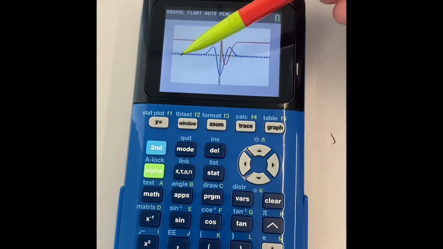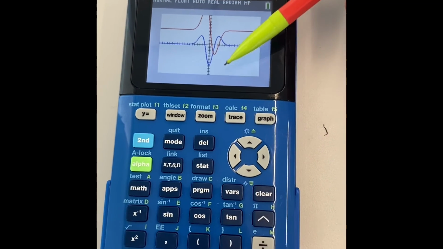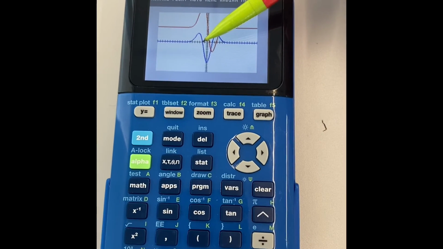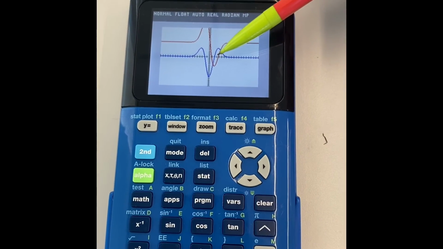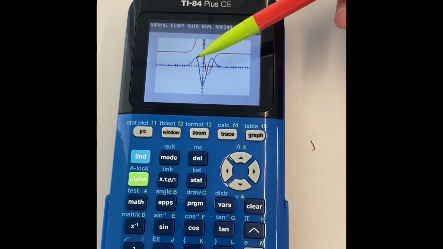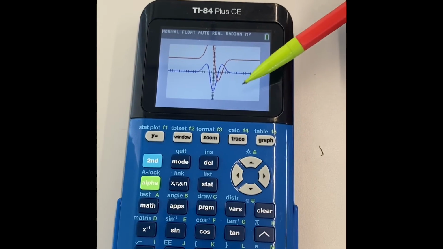Next, I graphed it, and I look at the blue line because this is my derivative graph, and I see that the two critical points are negative 2 and 2. I found this by hitting second trace and using the zeros with left and right bound. So negative 2 and 2 are my critical points.